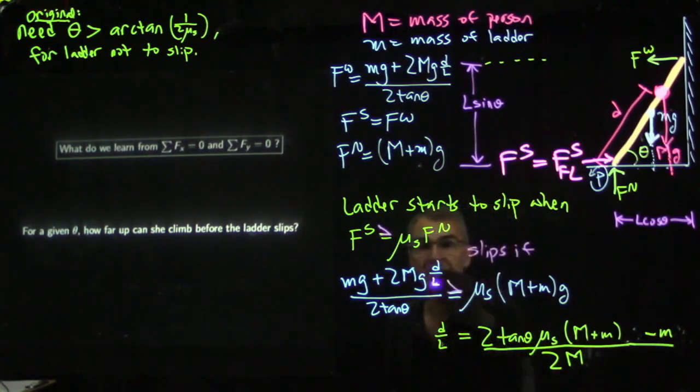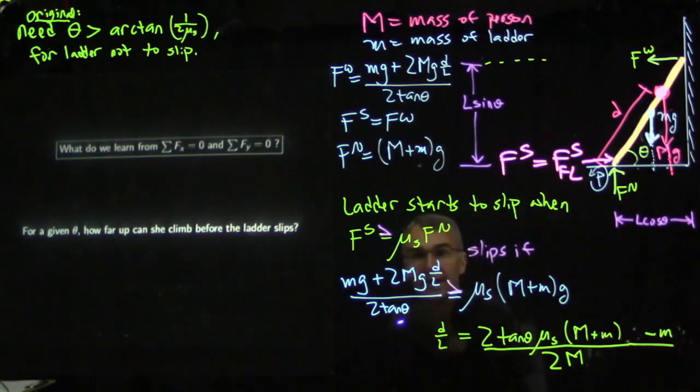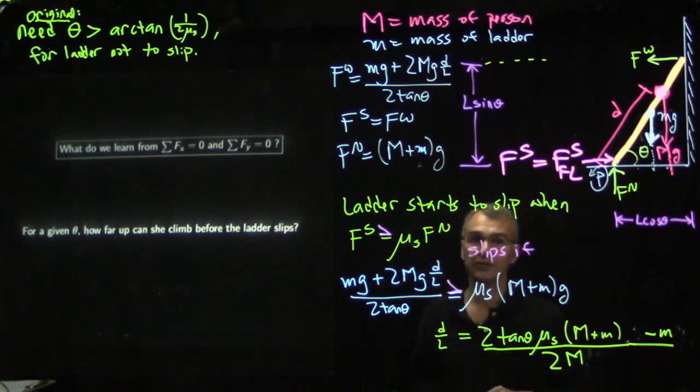And you can see that as she goes higher and higher up the ladder, this d over L gets bigger. So d over L is 1 if she's all the way at the top. D over L is 0 if she's at the bottom. So you can see the higher up she goes, the bigger the left side gets, so the easier it is to slip. So it does seem like the higher up you climb on the ladder, the bigger the risk of slipping. And I guess another interesting question you could evaluate is, what angle do you have to put the ladder at so that even if you're standing at the very top of the ladder, you are not going to slip? That might be a good homework problem too.